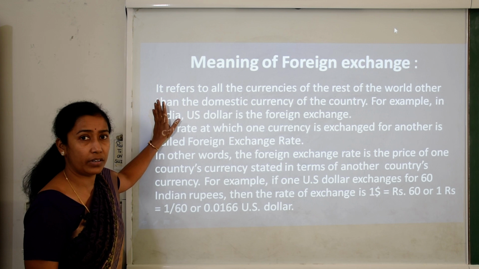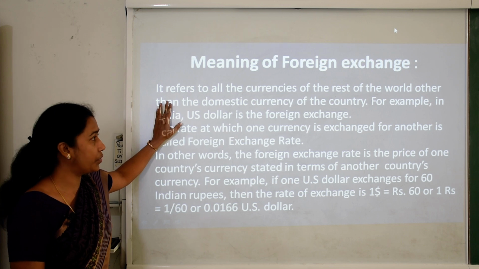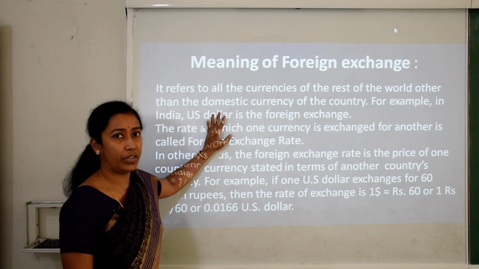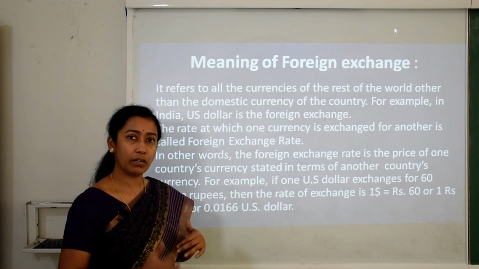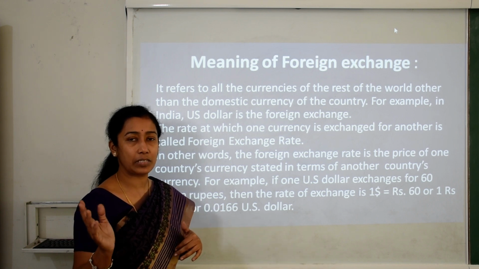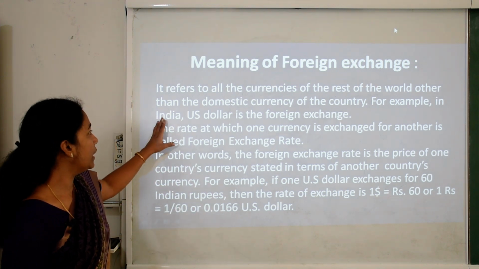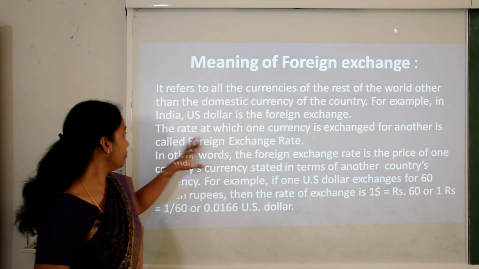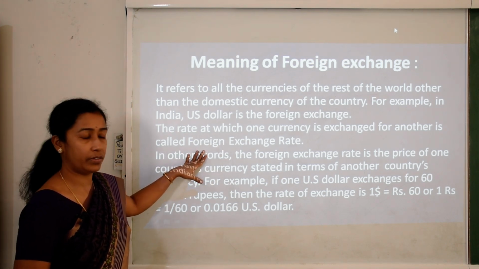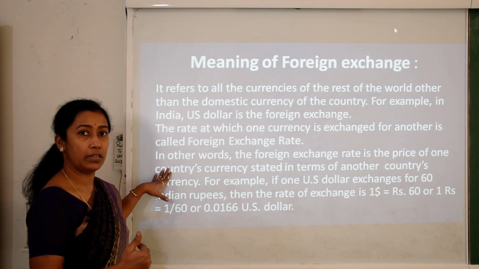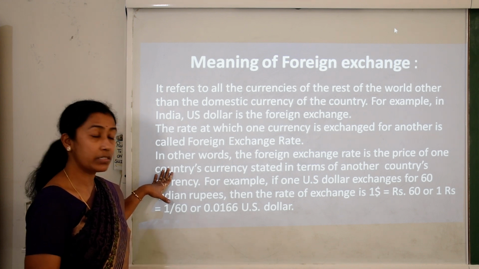Whenever we hear the word foreign exchange, it refers to all the currencies of the rest of the world other than the domestic currency of our country. That means whatever currency exists in other countries, other than our domestic currency, can be called foreign exchange. For example, in India, the US dollar is foreign exchange, and the rate at which one currency is exchanged for another is called the foreign exchange rate. That means when our currency is exchanged for US dollars or pounds or any other country's currency, that is the foreign exchange rate.